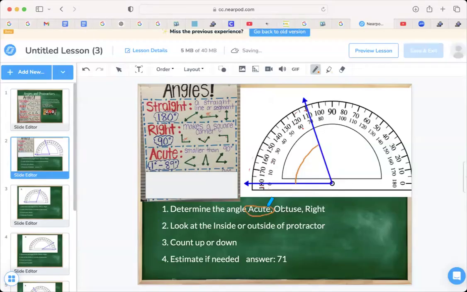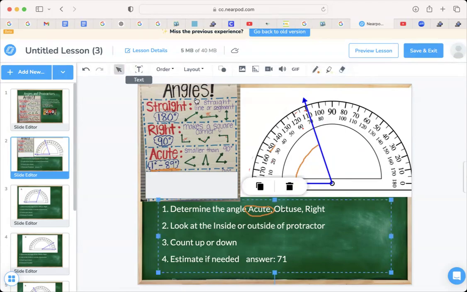If it is an acute angle, Olivia, acute angles only go from 1 to 89 degrees. So that means, Chase, that I cannot look at the outside because those numbers are too big. Those are for obtuse angles, right? So that means I'm only looking on the inside of this protractor that goes from 0 to 80 degrees. But then I noticed something.